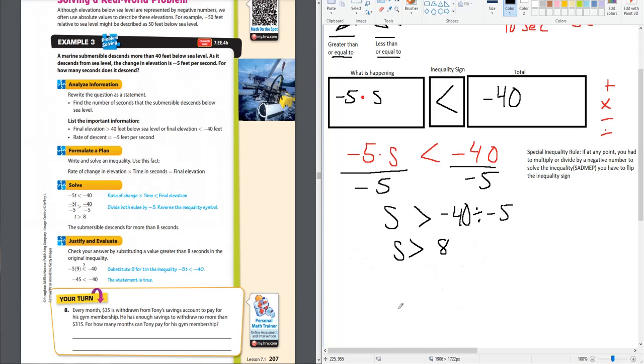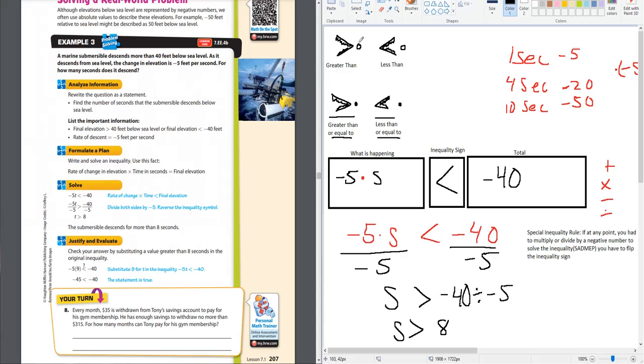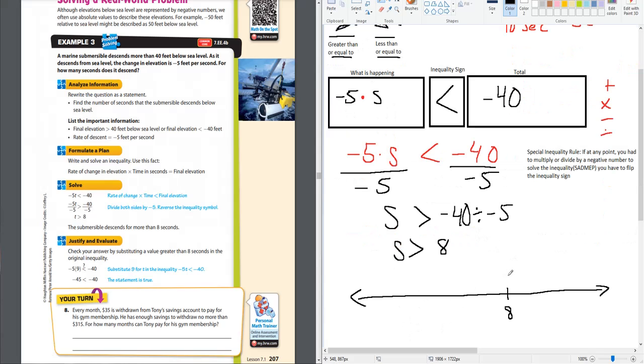Now, if we were to graph this, the way you graph it is you take your number, 8. You take your symbol. Now, remember, our greater than symbol will have an empty circle. And then S has to be greater than 8. So all the numbers greater than 8 are on the right side of 8. So there you go. And that's it.